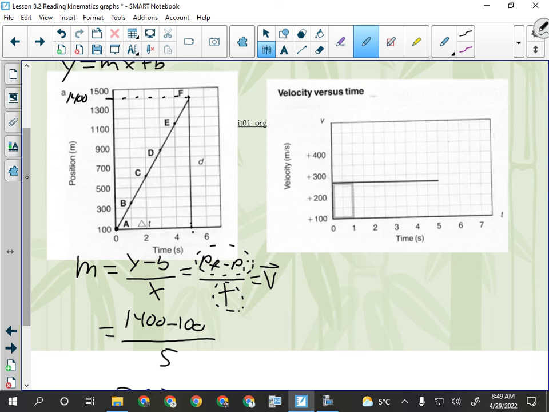Could I, from this graph, calculate the displacement of that object? Okay, how would I do it?